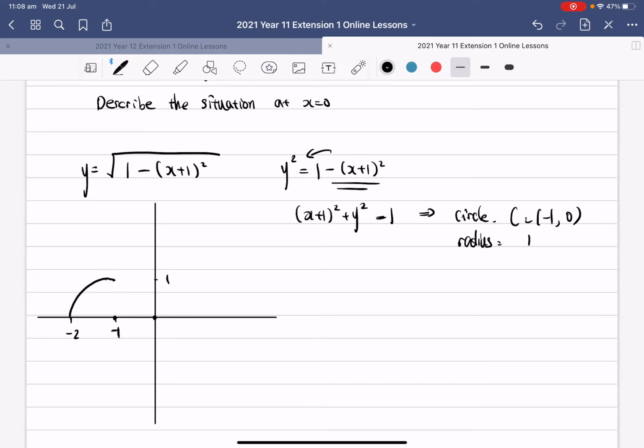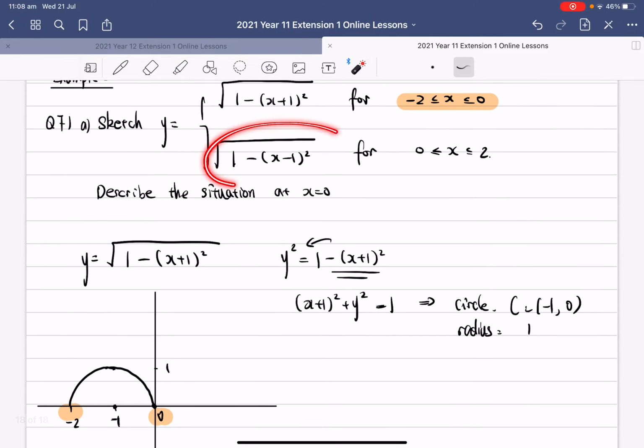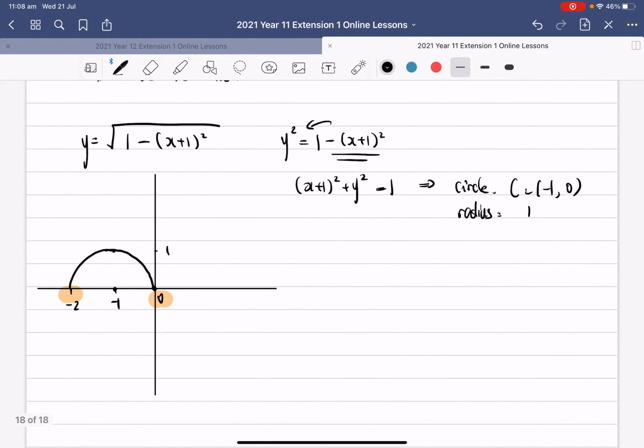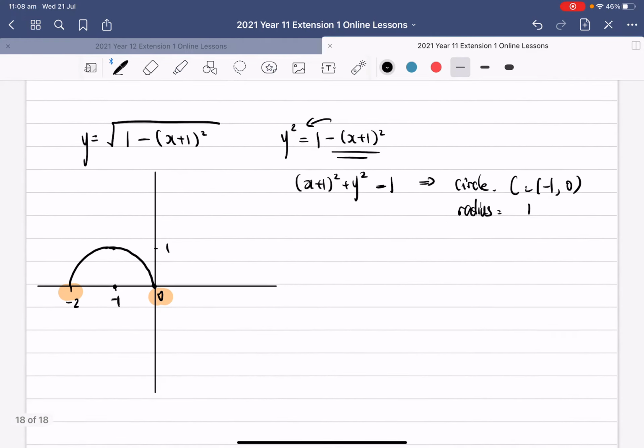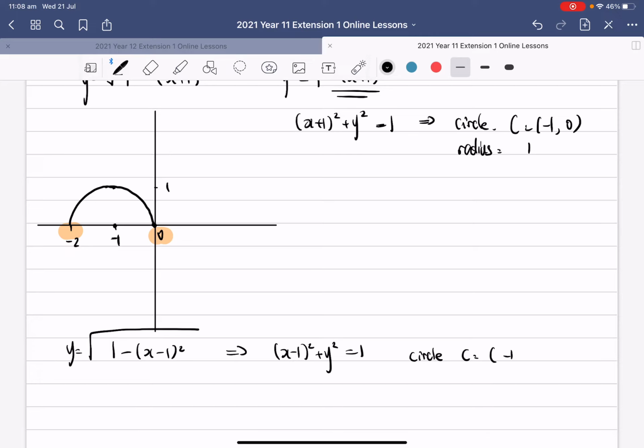Next, let's have a look at what's going on with the domain. The domain of the function is between -2 and 0. Great, perfect. Next, now we're going to deal with the second function here. It is a semicircle again. With this function, y equals the square root of 1 minus (x minus 1) squared, that becomes another semicircle, but the only difference is this time the circle has a center at (1, 0). The radius is still the same, equal to 1.